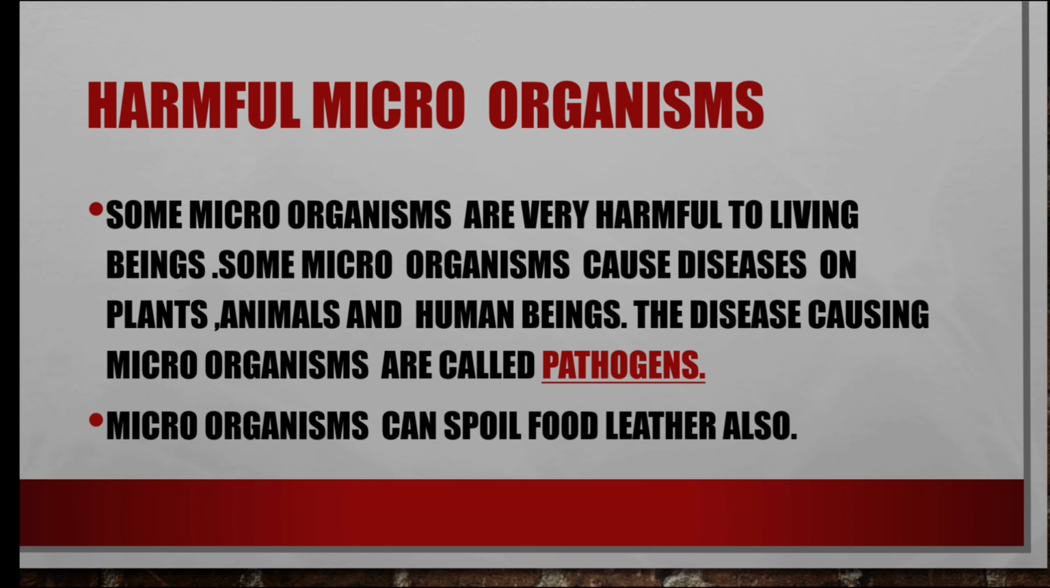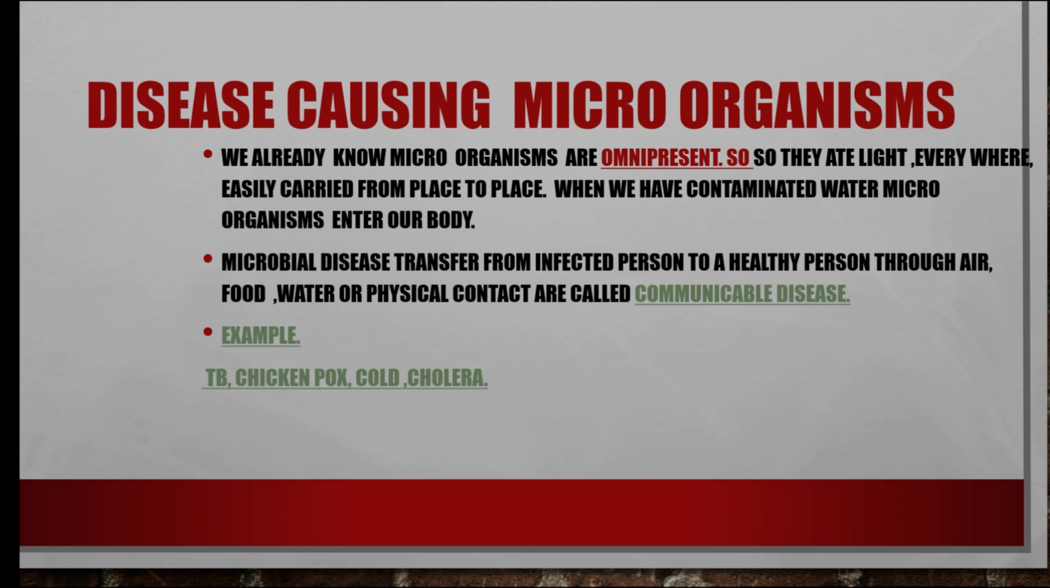Pathogens are the microorganisms which cause diseases in animals, plants and humans. Microorganisms can spoil food, leather and clothing also. Next, disease-causing microorganisms. We already discussed that microorganisms are omnipresent, they are everywhere, and they are easily carried from one place to another place.